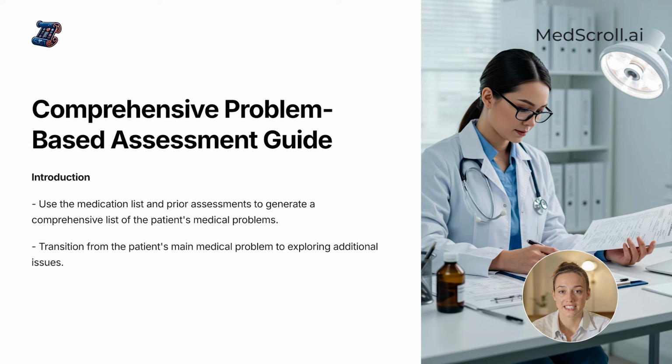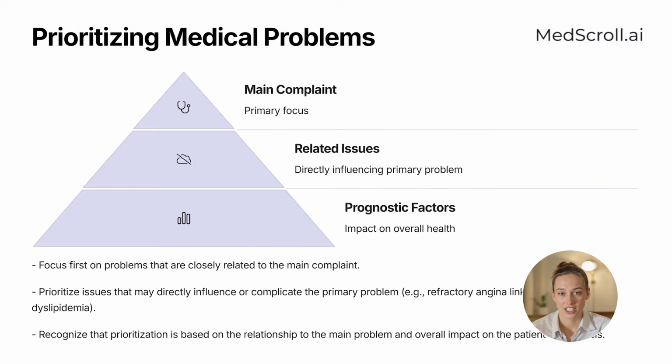When you move on from exploring the patient's main medical problem, your next step is to systematically delve into all their medical issues. Often, the medication list you reviewed earlier provides important clues to the full spectrum of the patient's conditions. By clarifying the indications for each medication, you should already have a preliminary list of their medical problems, which you can now use as a roadmap for further exploration.